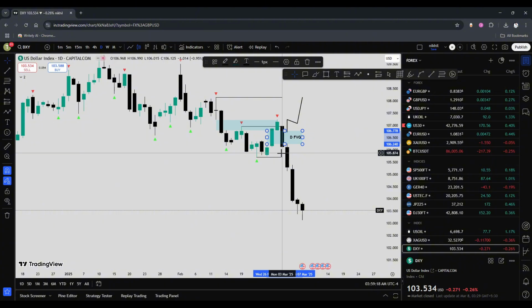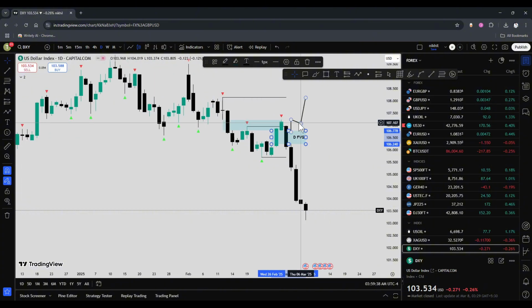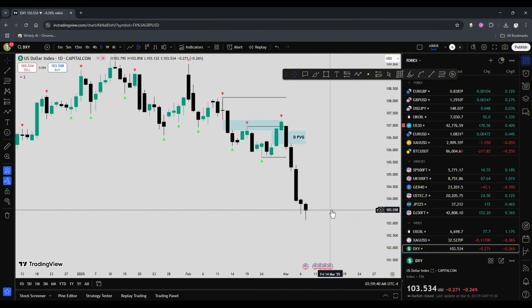That means now the sellers are in control rather than the buyers, and we saw that the whole week was bearish for the dollar. Because of that, the euro and GBP and other currency pairs were bullish against the dollar. Now what can we expect for the next week?